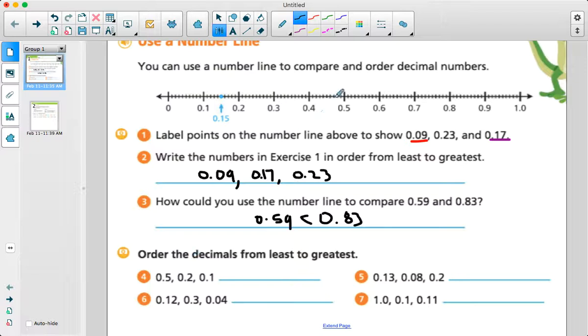So they said 5 tenths. 5 tenths is right there. 2 tenths is right here. And 1/10 is right here. So then they want me to write them from least to greatest. Well, my smallest one would be 1/10.